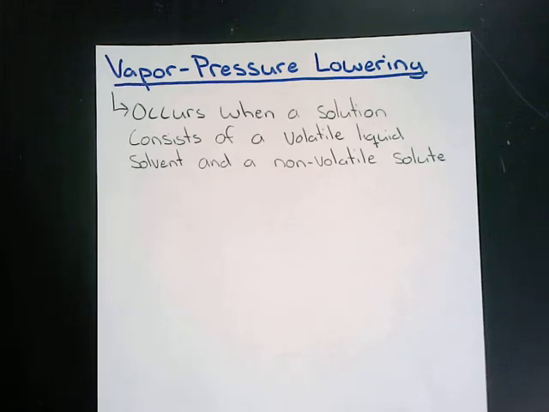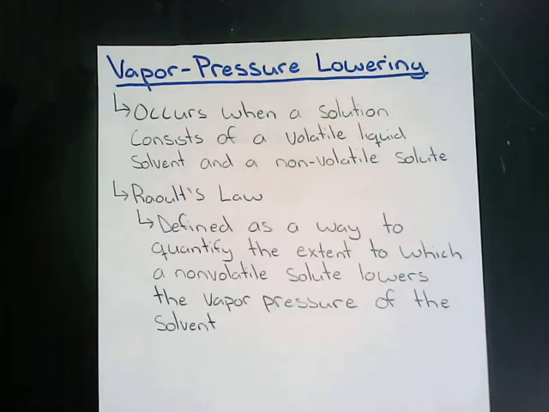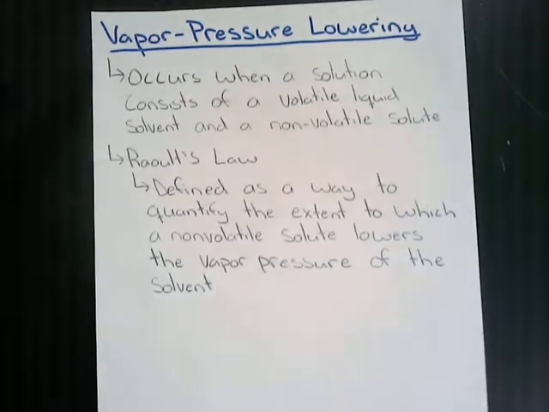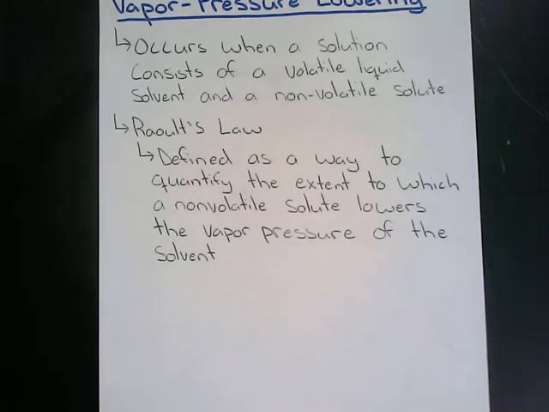Now, with vapor pressure lowering, we can apply a law to describe what happens here. That law is called Raoult's law. Raoult's law is defined as a way to quantify the extent to which a non-volatile solute lowers the vapor pressure of the solvent. That's great that we have a definition, but we can also apply a formula to Raoult's law.